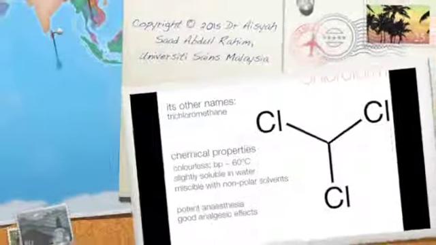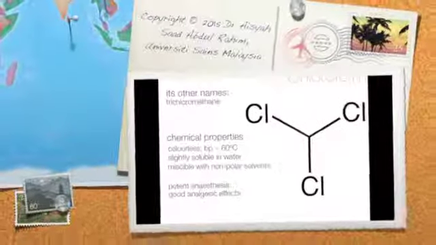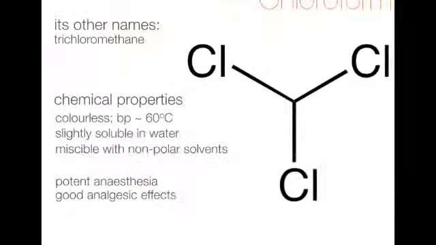So another name for chloroform is trichloromethane. Chloroform is actually a colorless liquid. The boiling point is about 60 degrees Celsius. It is slightly soluble in water and is miscible with nonpolar solvents, for example, hexane, or ether itself.